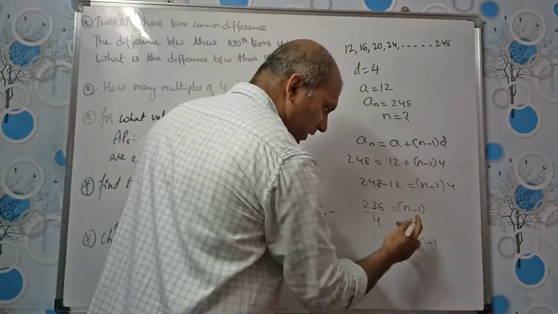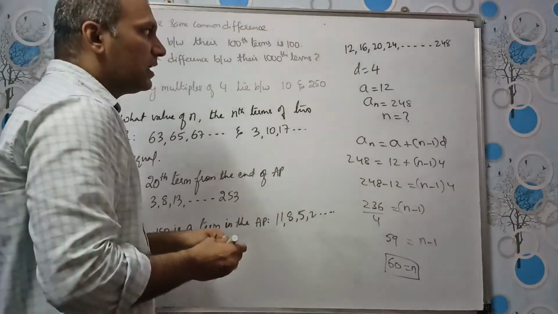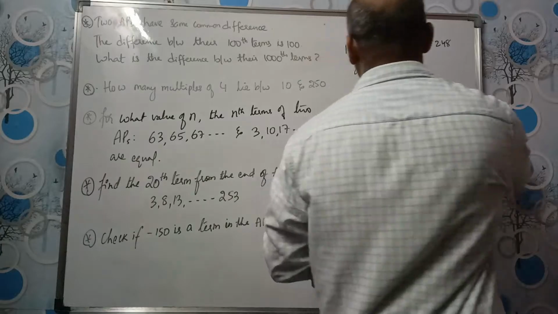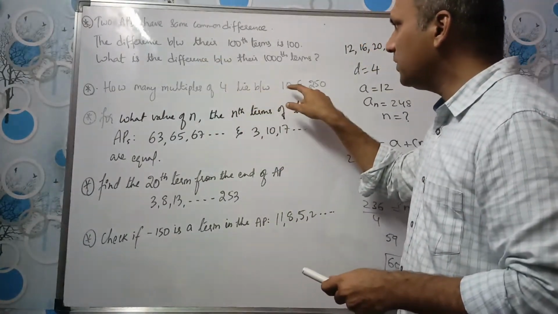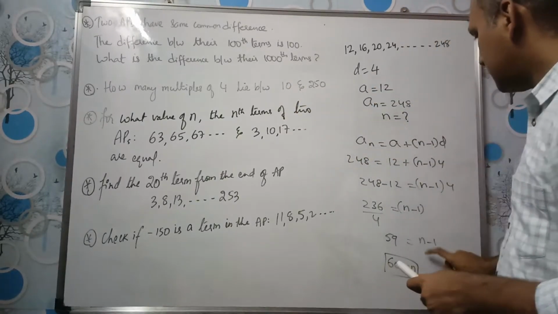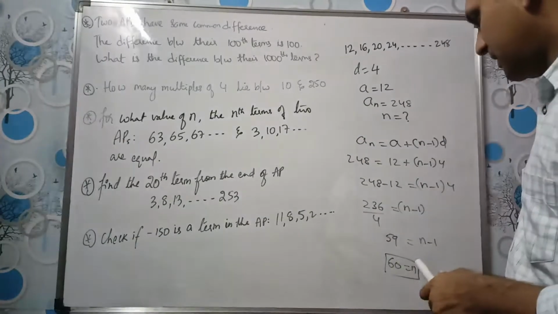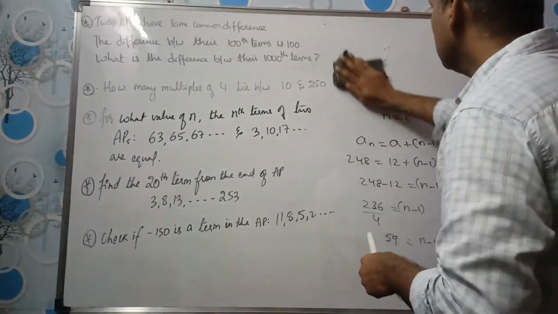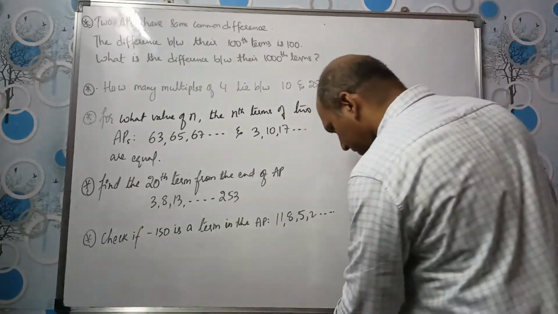So n minus 1 is 59, and n will be equal to how much? 60. So there are 60 terms here. In this series there are 60 terms. So how many multiples of 4 lie between 10 and 250? 60 multiples will lie. Okay. Let me rub this question. Let us do the next one.